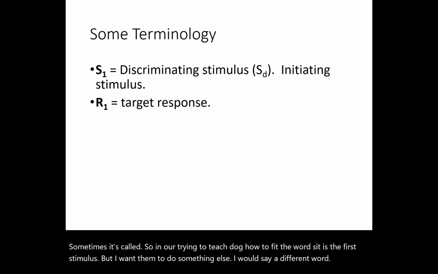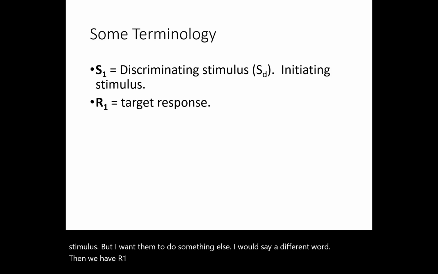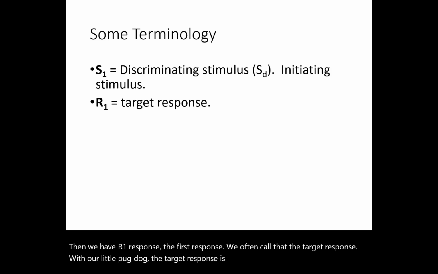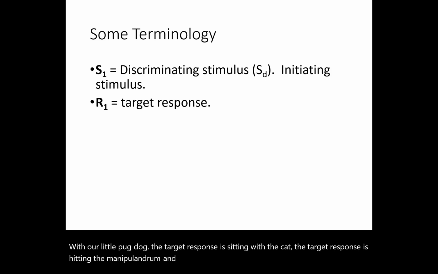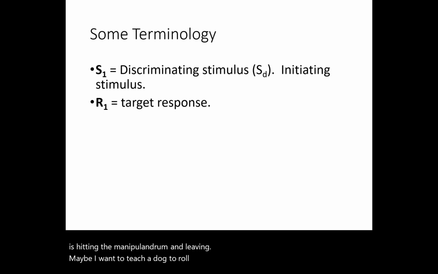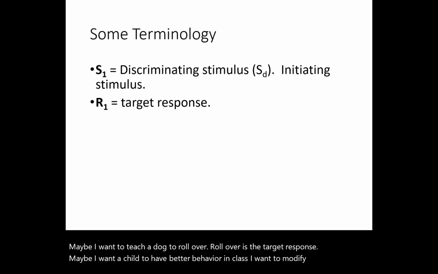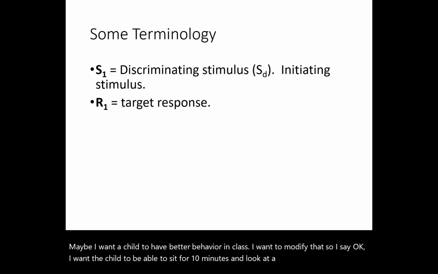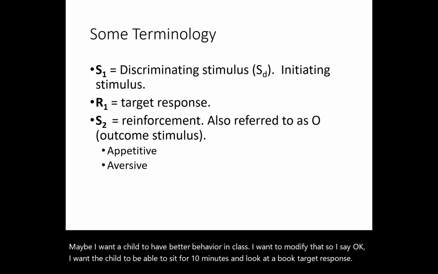Then we have R1, the first response. We often call that the target response. With our little pug dog, the target response is sitting. With the cat, the target response is hitting the manipulandum and leaving. Maybe I want to teach a dog to roll over. Roll over is the target response. Maybe I want a child to have better behavior in class. I want to modify that. So I say, okay, I want the child to be able to sit for 10 minutes and look at a book. Target response. It's the one we're trying to change.